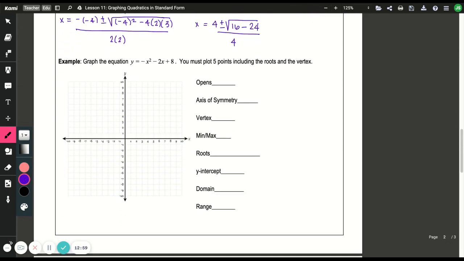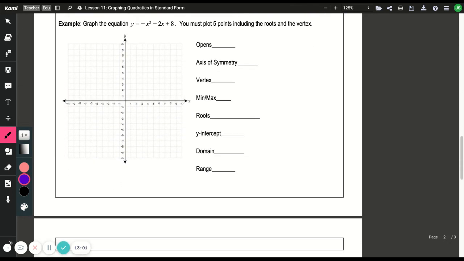So this would be a really great place for you. We've done 2 together now. This would be a great place for you to pause the video and see how much of this you can fill in on your own before you resume and come back and check your work. So I'm going to give you a second. Press pause.